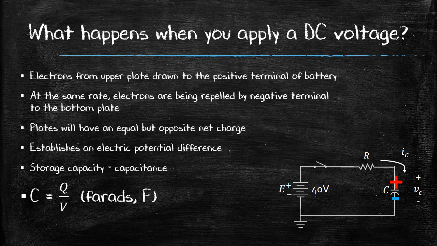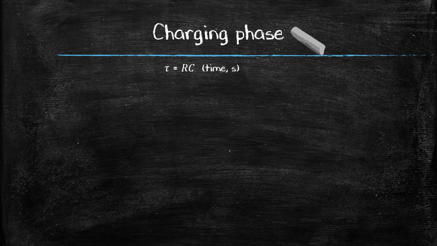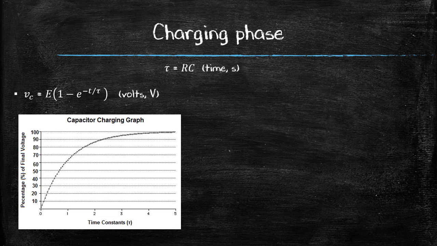A capacitor's storage capacity, or capacitance, is determined by the charge on the plate divided by the applied voltage and is measured in farads. In a DC network, the capacitor can undergo three phases, known as the charging phase, the steady state, and the discharging phase.